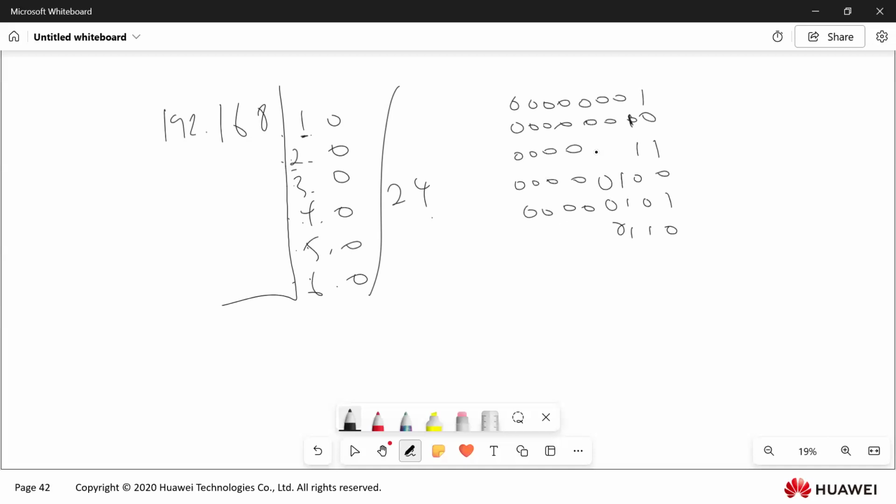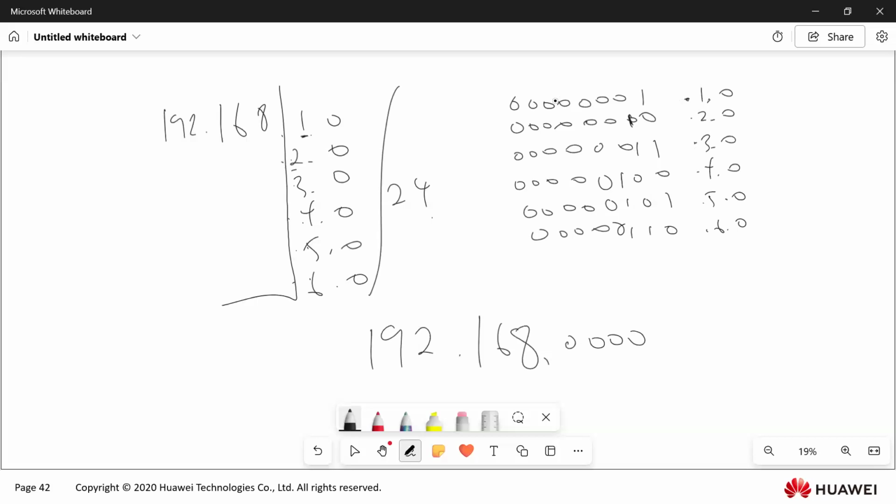So I think this is .1.0, .2.0, .3.0, .4.0, .5.0, then .6.0. So 192 is the same throughout, 168 is the same throughout, then the 1, 2, 3, 4 is where it differs.